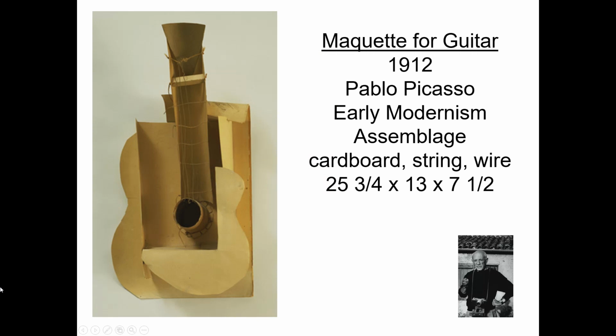Here is a piece done by Pablo Picasso. It is called Maquette for Guitar, 1912. And this is kind of the early modern of assemblage. You can see it's cardboard, string, and wire.